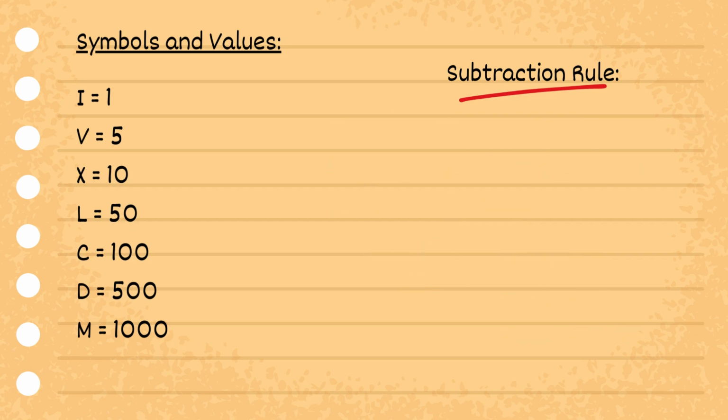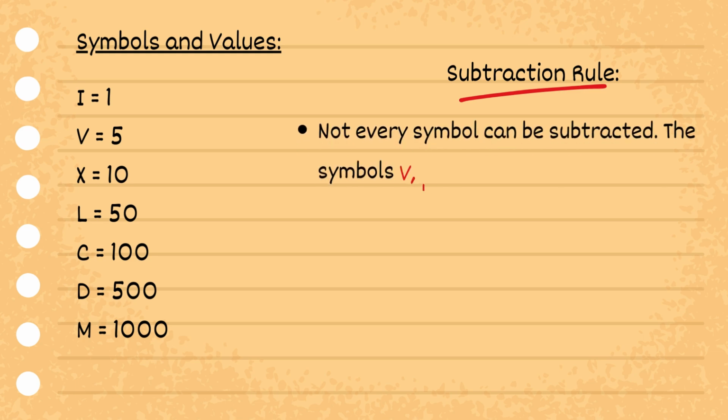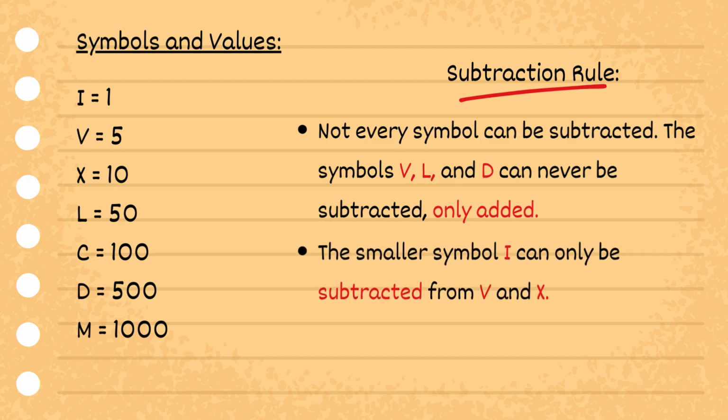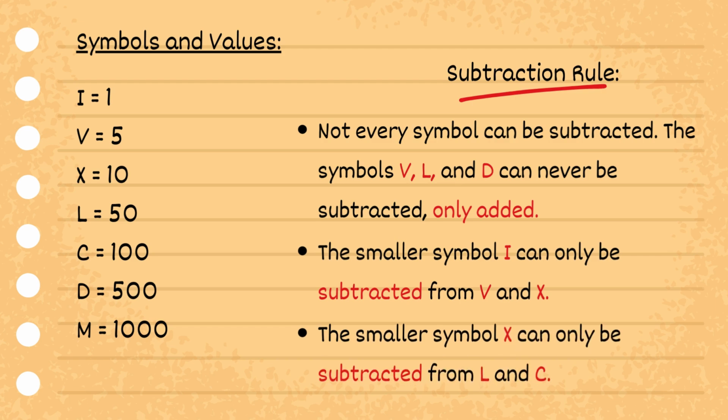There are a few more things that we have to keep in mind in the subtraction rule. Not every symbol can be subtracted. The symbols V, L, and D can never be subtracted, only added. The smaller symbol I can only be subtracted from V and X. The smaller symbol X can only be subtracted from L and C.